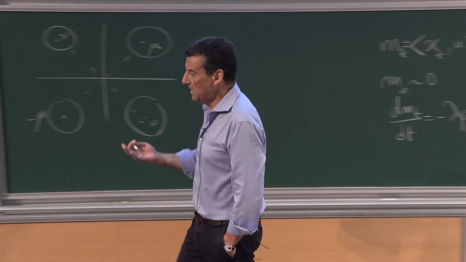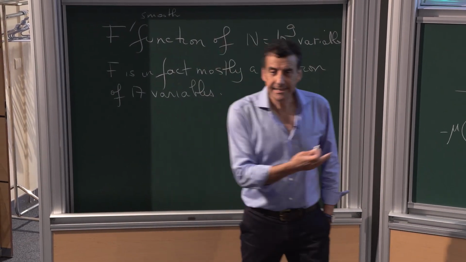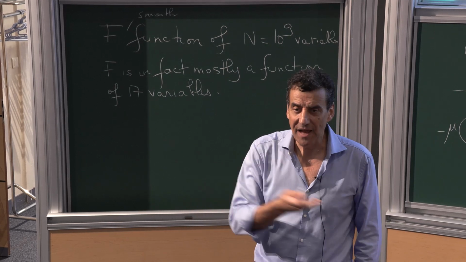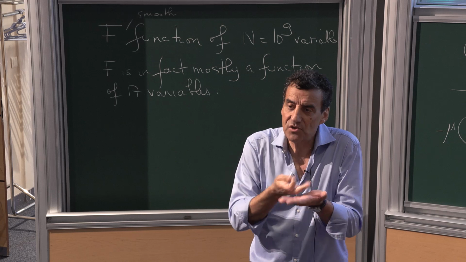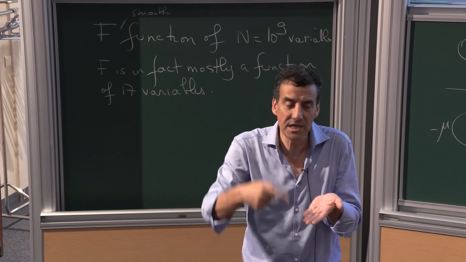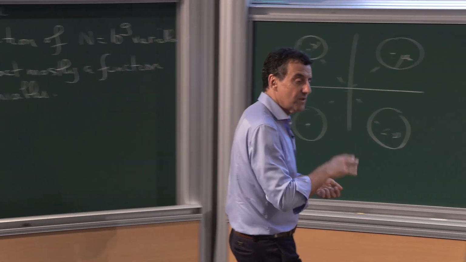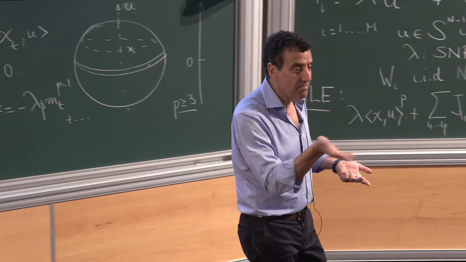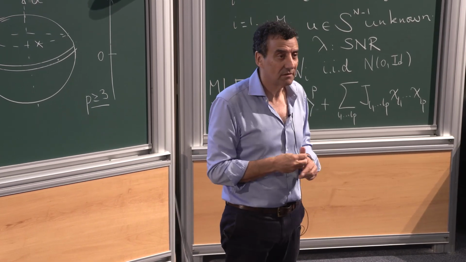What does that mean? That means that if you draw a picture of your function, in 10 to the 9 minus 17 directions, it's essentially flat. Of course, it's not flat, but its derivatives are small compared to the derivative in the 17 directions. So it means you have serious derivatives in 17 directions and not so serious derivatives in 10 to the 9 minus 17 directions. How do you see that spectrally?